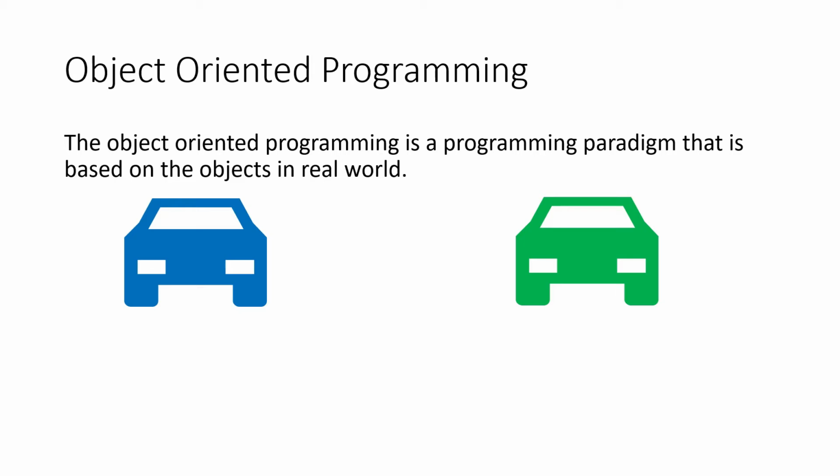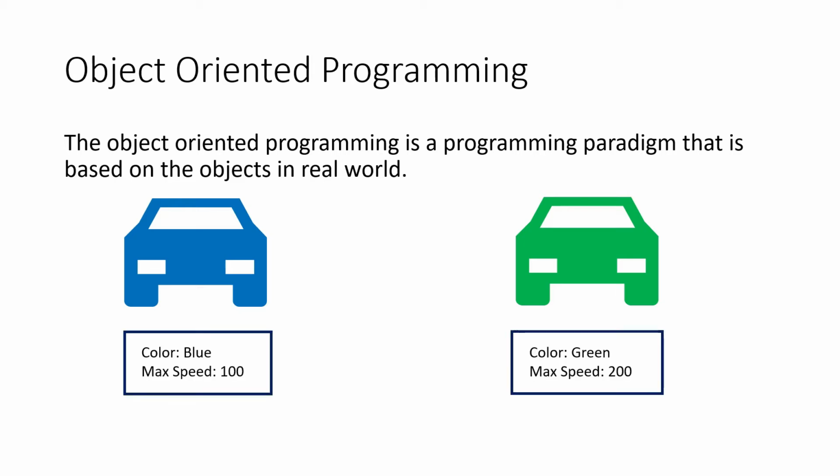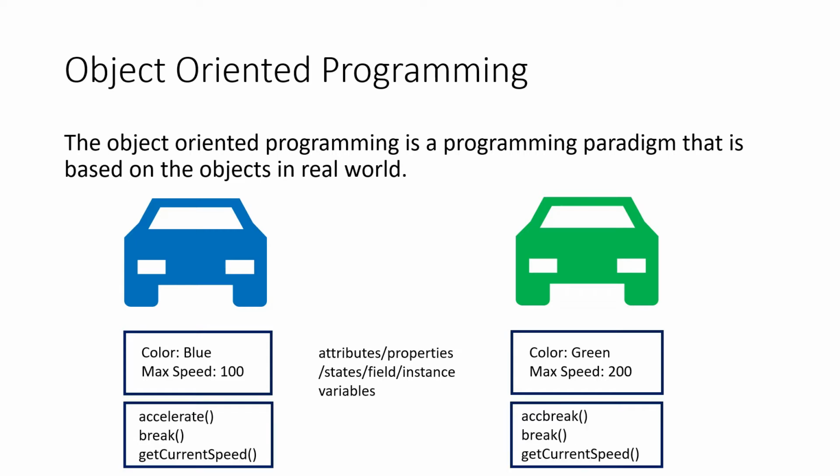All the objects have states, like for both these cars we have color and maximum speed. We call these states attributes or properties or fields or instance variables. In this video we will use the word attributes. Objects also have behaviors, that means they can do something. Like these, cars can accelerate, brake, and show the current speed. We call these behaviors methods.